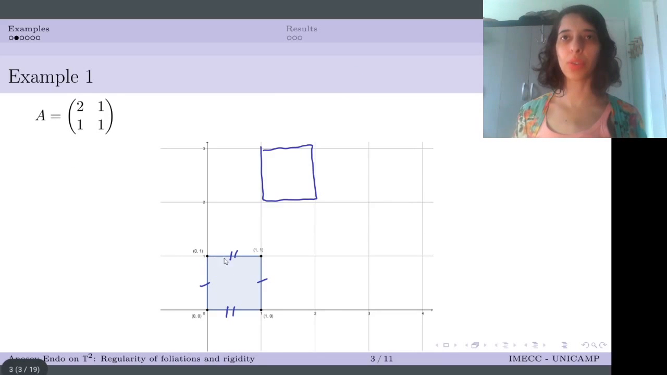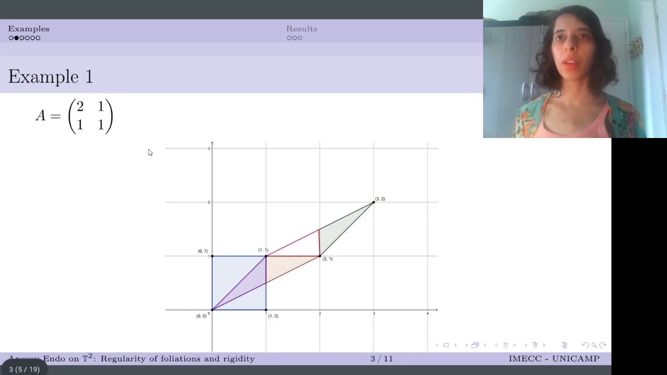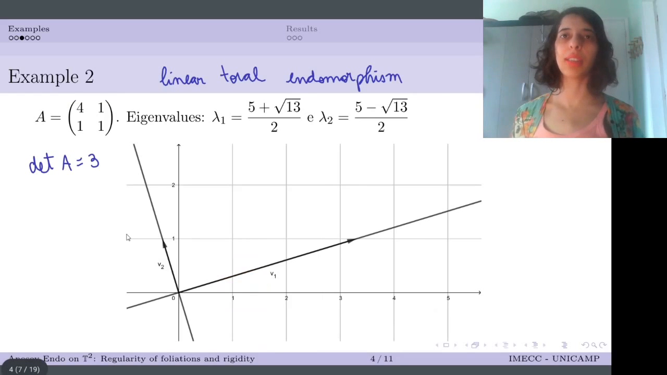When we apply it to this little square that represents the two-dimensional torus, and each copy of this square in the plane is the same torus, we have this quadrilateral here that has area 1, because the determinant is 1. Then we can put together the pieces again here to form a square, because this is invertible. This is the classical case. But the non-invertible case is a bit different.